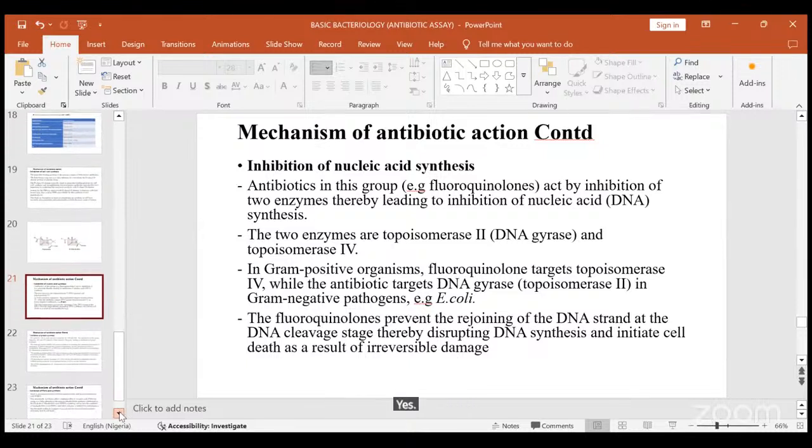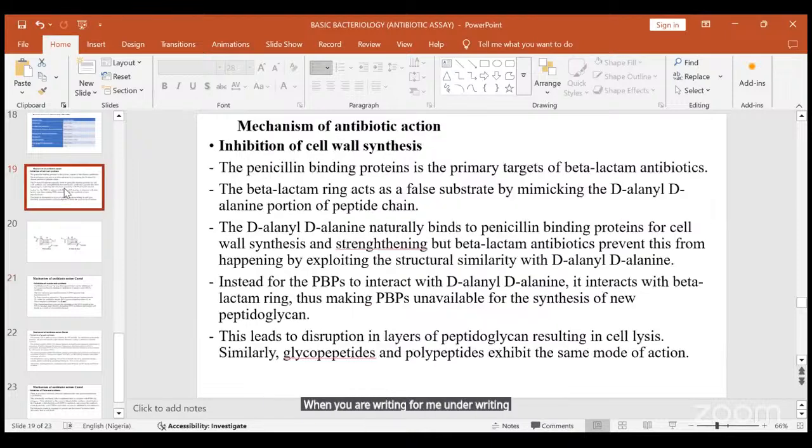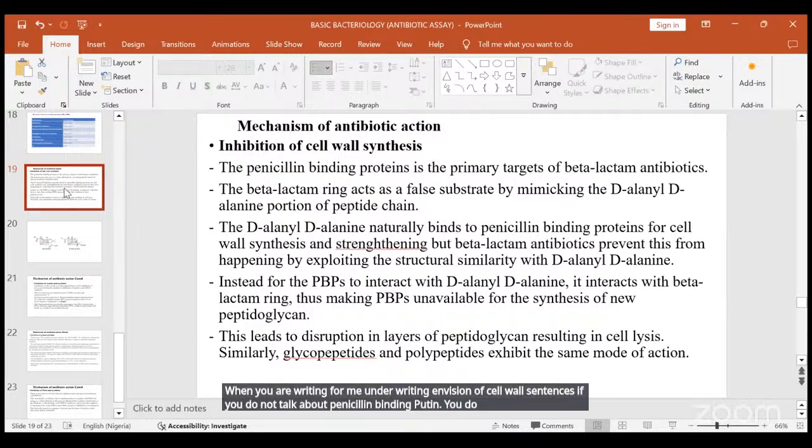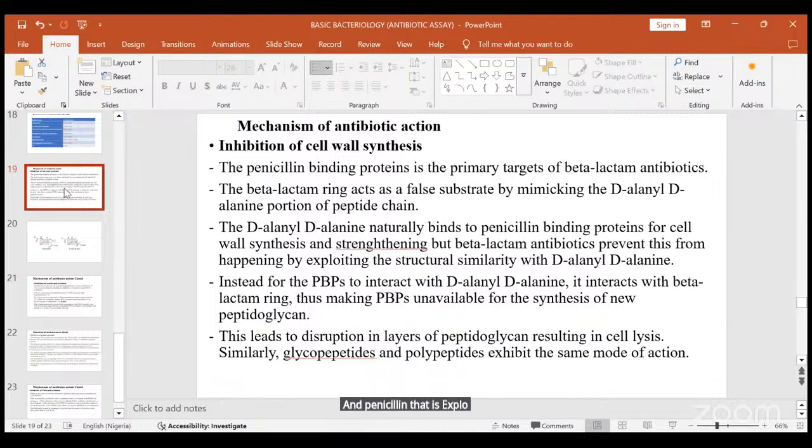Yes, sir. There is nothing you are going to write for me if you do not put the two enzymes there, topoisomerase 4 and DNA gyrase. You have not written anything under inhibition of nucleic acid synthesis, because that is their target. They target the two enzymes. And when you are writing for me under inhibition of cell wall synthesis, if you do not talk about penicillin binding protein, and D-alanine and D-alanine, and penicillin exploiting the structural similarity, you have not said anything. If those key points are not there, you have not said anything.